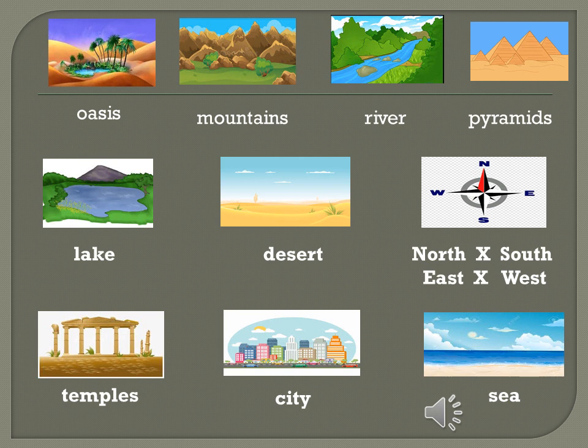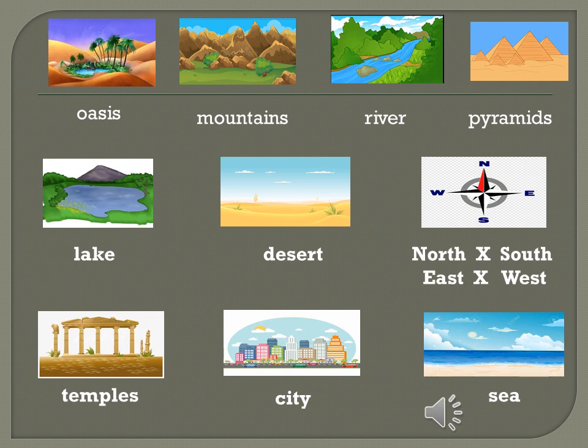So, as you listened, we have different places in Egypt. We have oasis, again, oasis, and its plural is oases. Number 2, mountains. 3, river. 4, pyramids. 5, lake. 6, desert.